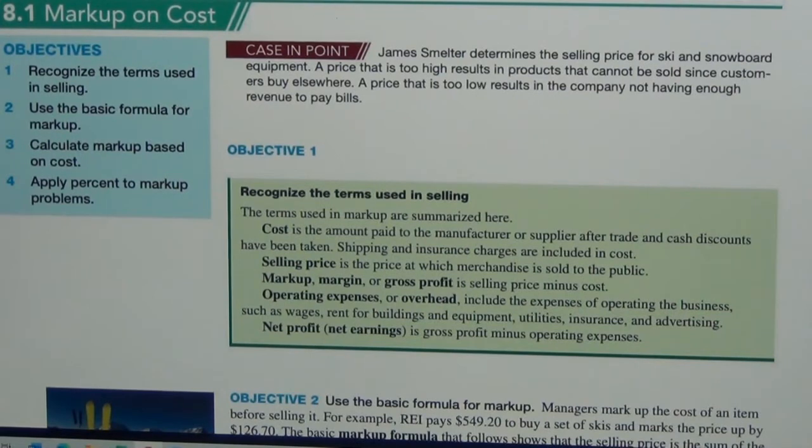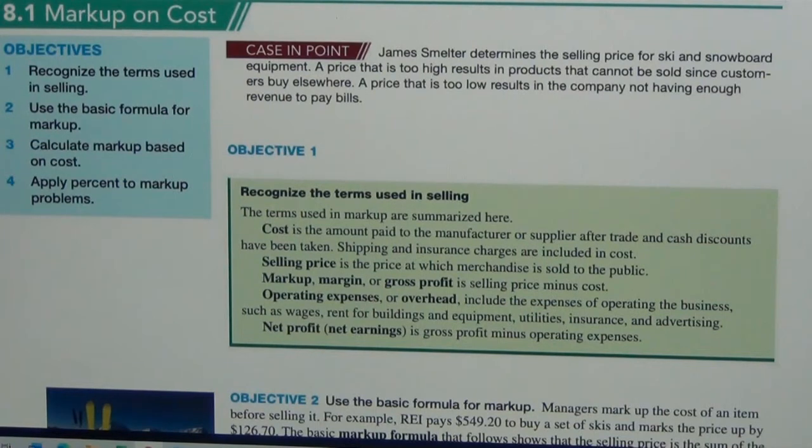Okay, so when we start talking about markup on cost, we're going to focus on specific terms and the terminology and what they mean. When we say cost, that's the amount paid to a manufacturer or supplier. When we say selling price, that's the price at which the merchandise is sold to the public. Markup, margin, or gross profit is really a computation of taking the selling price minus the cost. You have operating expenses or overhead. Those are expenses that are really over and above the cost of the merchandise itself.